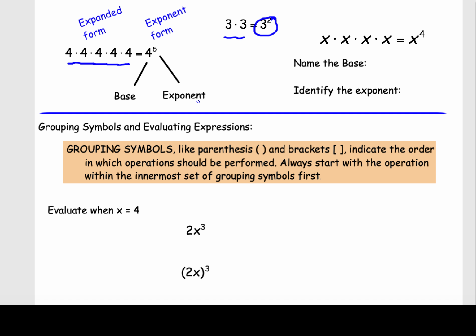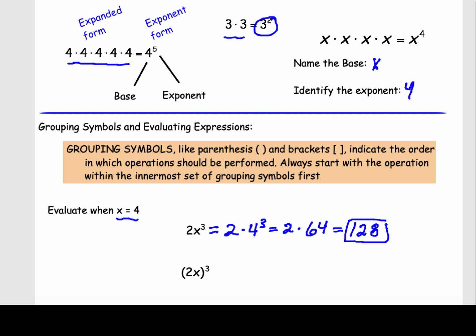So if we're looking at variables, x times x times x times x, over at the right here, x to the 4th, the base would have been the x, that's what's being multiplied, and identifying the exponent is a 4. Now you got to be a little bit careful, again, with those grouping symbols, that order of operations. Down here at the bottom, 2 times x to the 3rd, if x equals 4 over here at the left, means that's 2 times 4 to the 3rd. Because exponents come before multiplying, that's 2 times 64, 4 times 4 being 16, times another 4 is 64, for a grand total of 128.